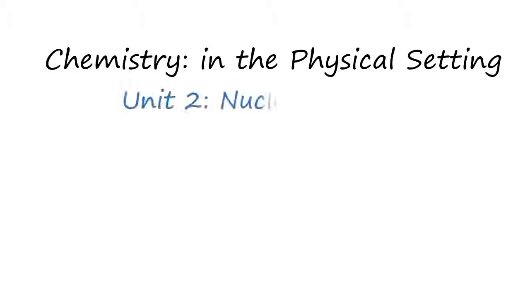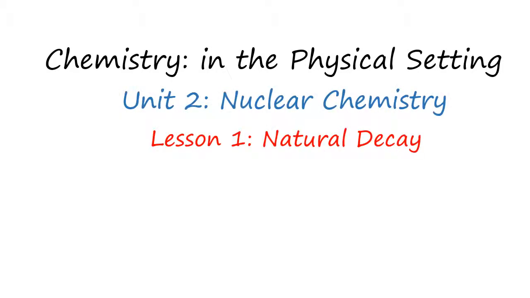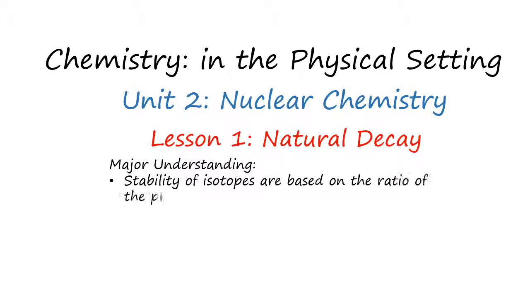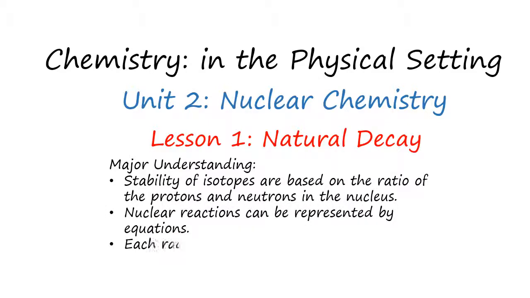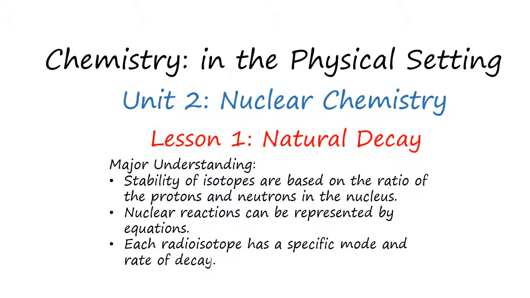Hello class and welcome back to Unit 2 in Chemistry in the Physical Setting, which is Nuclear Chemistry. And today we're going to talk about natural decay. Our major understanding for today is that the stability of isotopes is based on the ratio of protons and neutrons in the nucleus, that nuclear reactions can be represented by equations, and that each radioisotope has a specific mode and rate of decay.